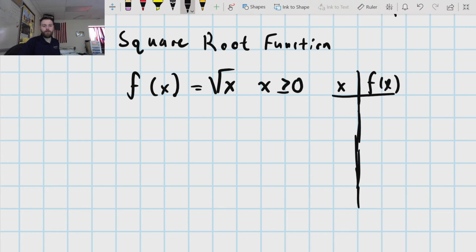So if I go over here, I'm going to start plugging in numbers. So if I plug in 0, let's see what we get back whenever we type the square root of 0.